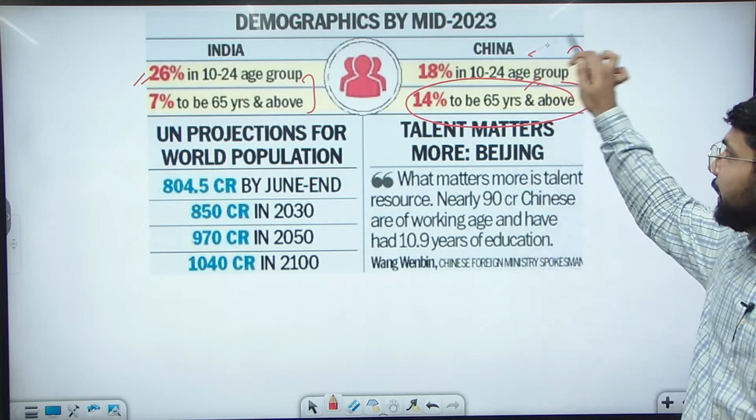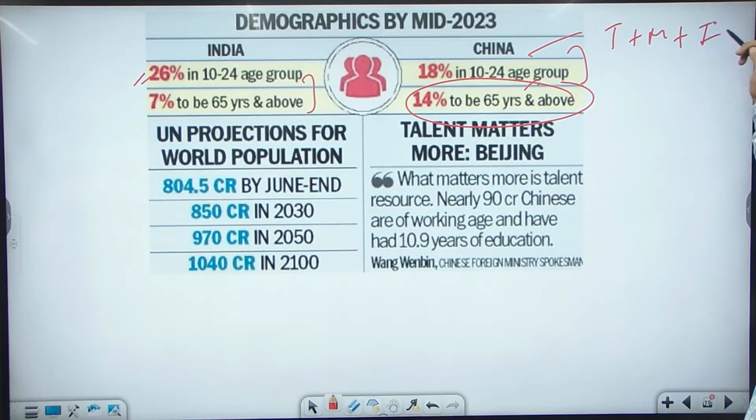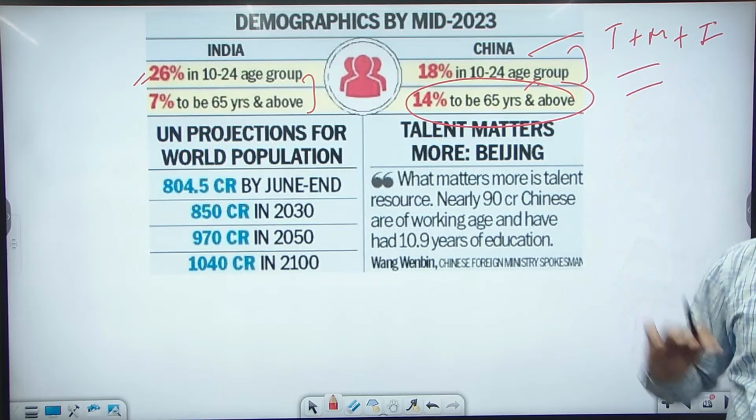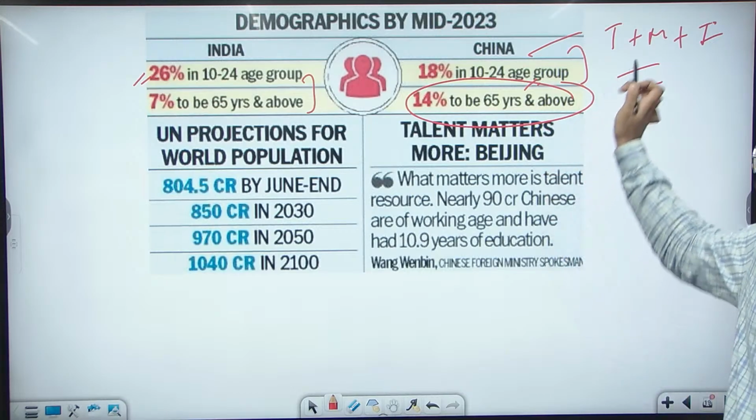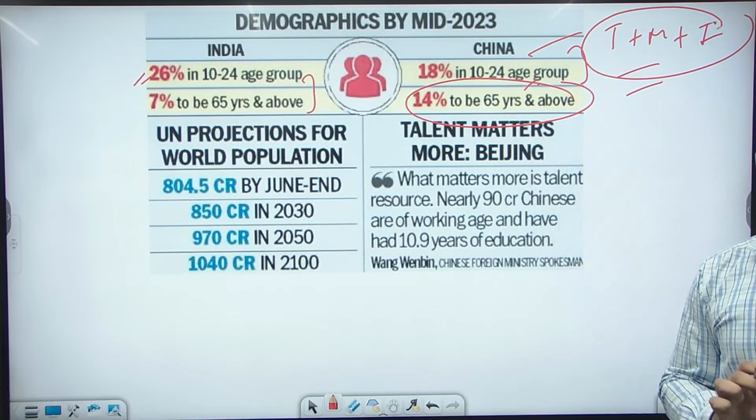But in the case of technology, manufacturing, and policy implementation, China is much ahead of our country. So we need to be focused on these three factors if we want to use our demography efficiently.